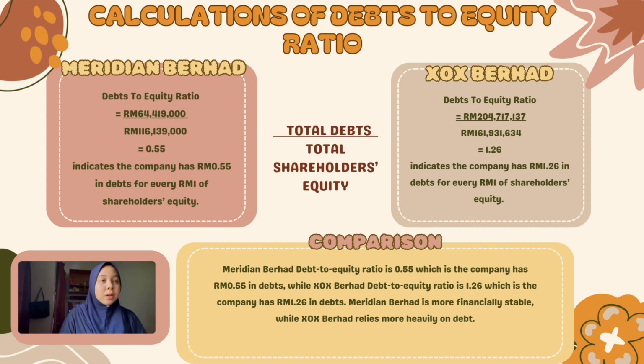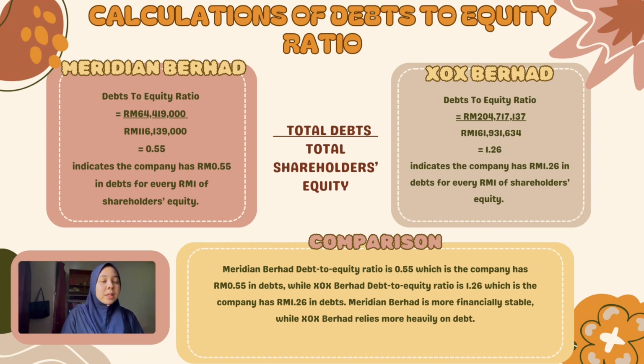Next, calculation of debt to equity ratio. Meridian Berhad indicates the company has 0.55 in debts for every 1 ringgit of shareholders' equity, while XOX Berhad indicates the company has 1.26 ringgit in debts for every 1 ringgit of shareholders' equity.